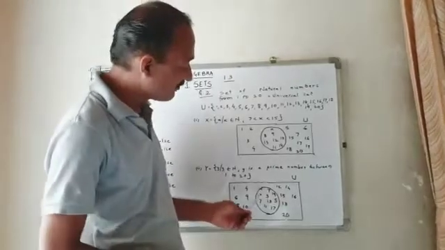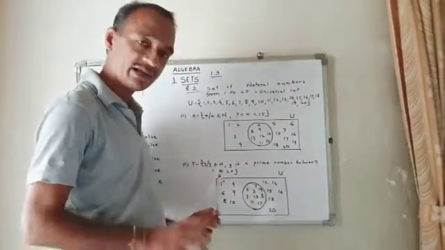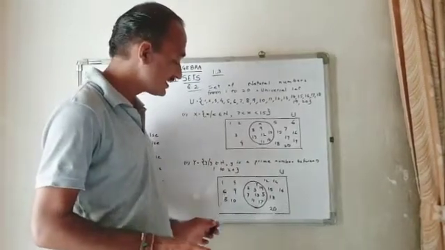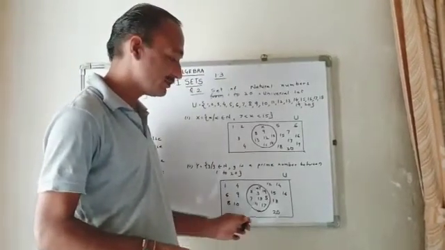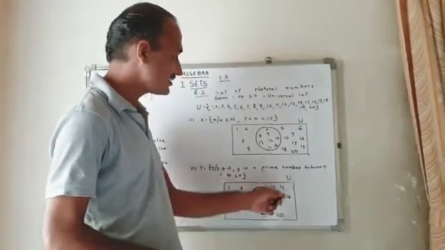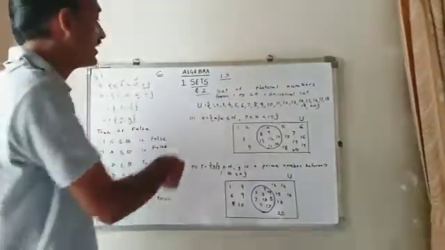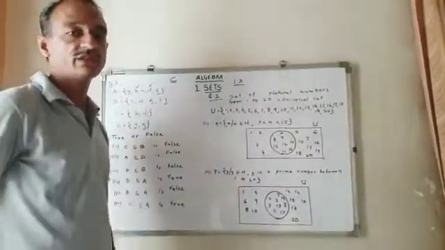So Y is the prime numbers. 1 is neither prime nor composite. 4, 6, 9, 8, 10, these are composite. These all are composite. Only these are Y, that is, prime numbers between 1 to 20. Please go through this, question number 1 and 2. We'll continue with question number 3 and 4.